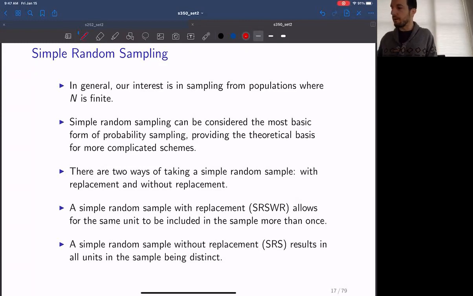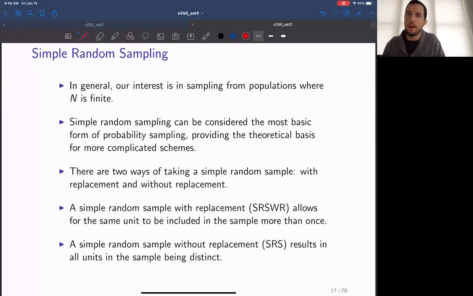Okay, so the first sampling protocol that we're going to talk about, which is probably the most popular, and the one that, as I've mentioned before, forms the basis for all of the different schemes that we're going to see in this class, is simple random sampling. There are two different types of simple random sampling: the version where we sample with replacement and the version where we sample without replacement.